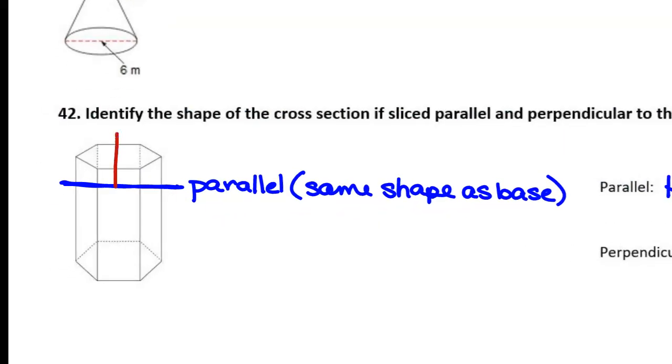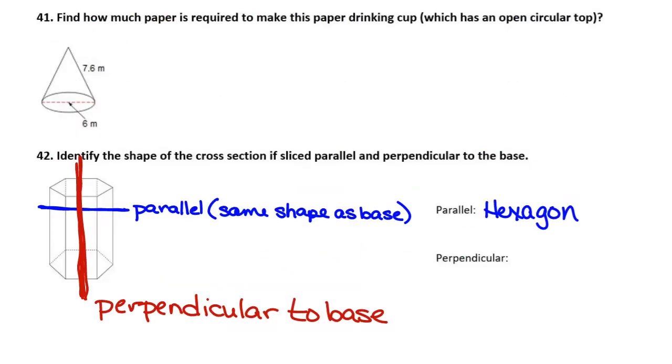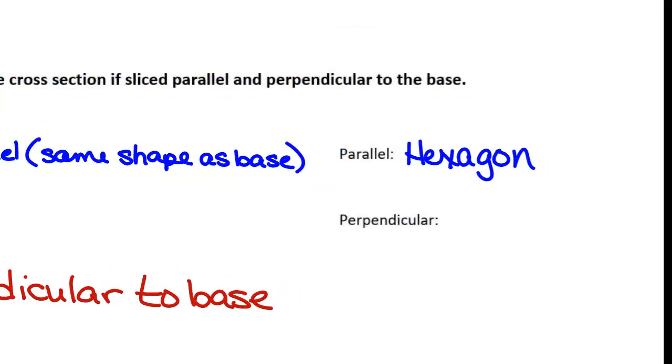Perpendicular to the base, I'd be going this way. And our options when we are perpendicular to the base are rectangles, triangles, circles. If I cut this perpendicular to the base, what shape would I see on that cut side? A rectangle.